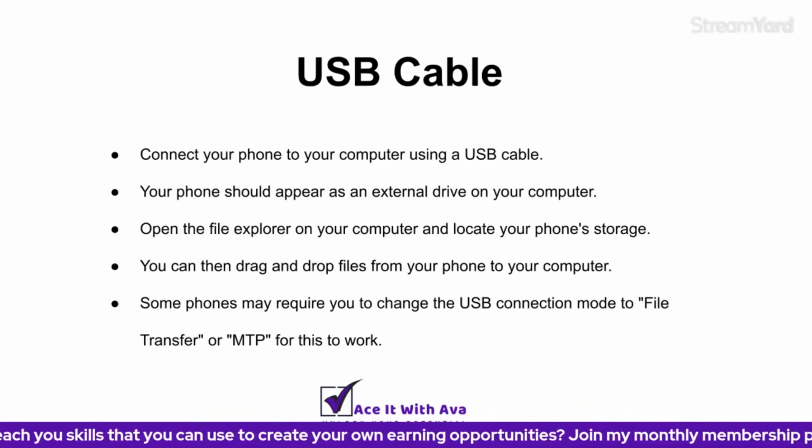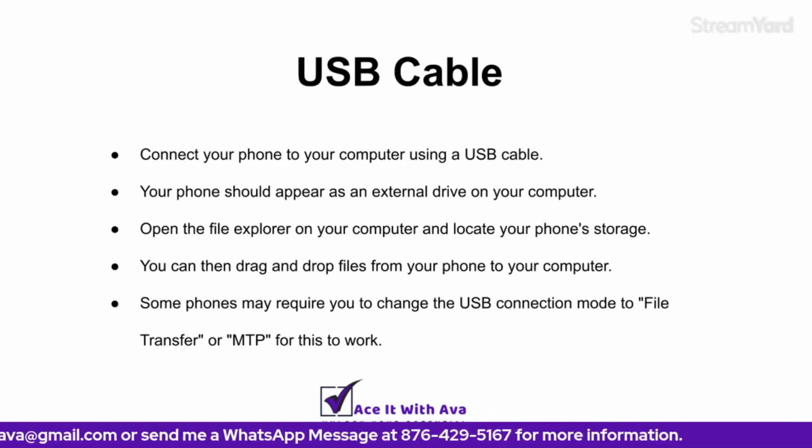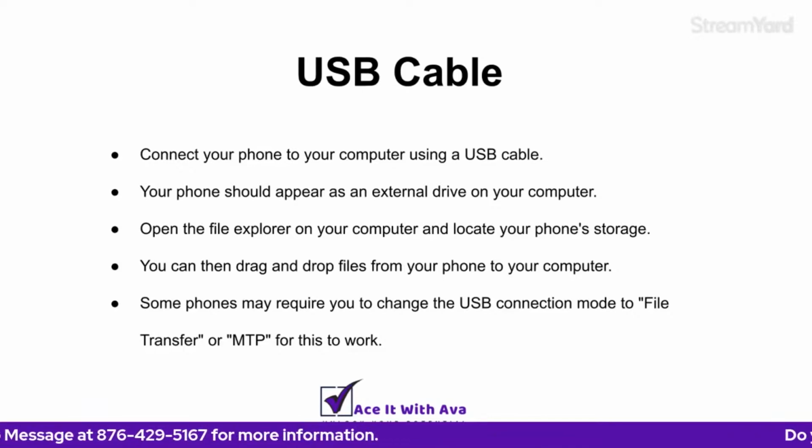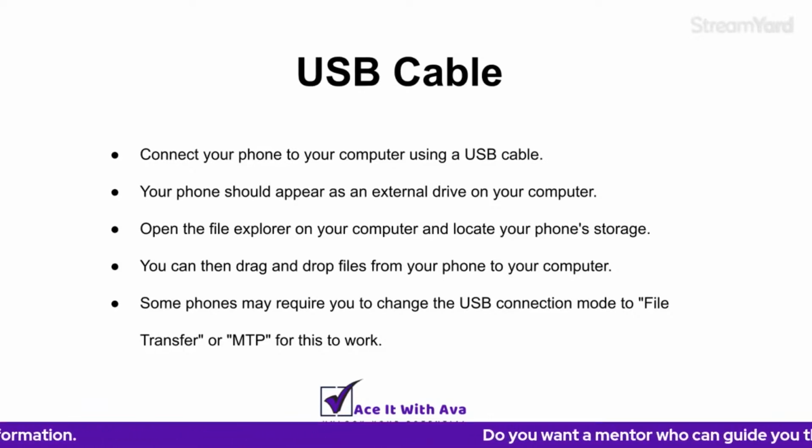And then after that, you can copy the files from your phone to your computer, usually via an area called File Explorer. That's where you can see all your folders and all your files and such. So some phones may require you to change the USB connection mode to file transfer or MTP for this to work. So it depends on the type of phone that you're using. So note that. So most people know that you just attach your phone to your computer and you can transfer the files that way. So that works quite fine.